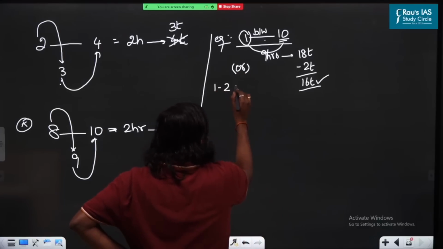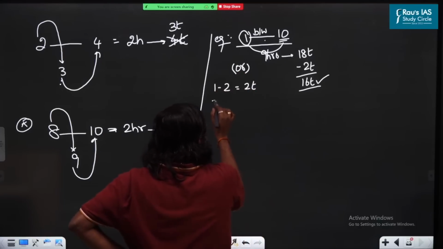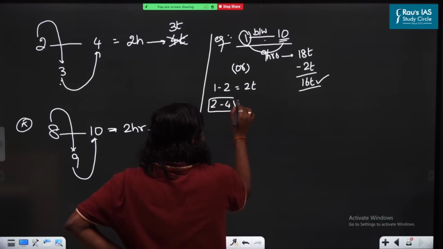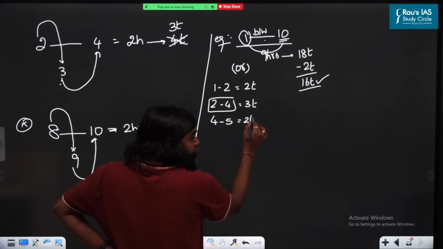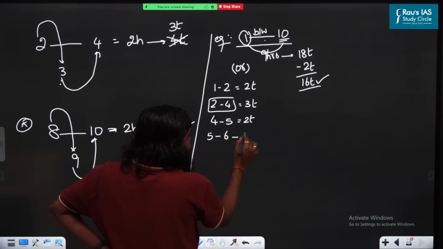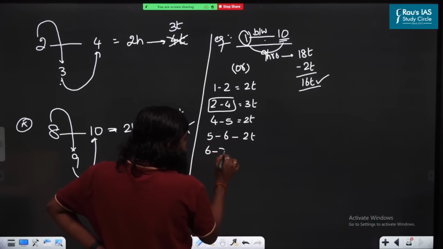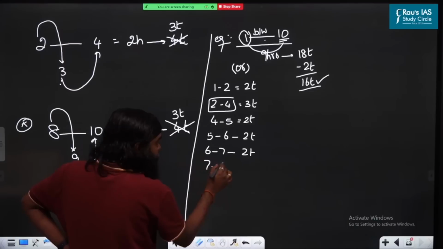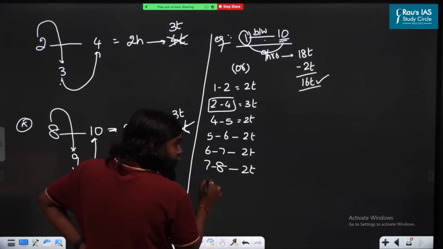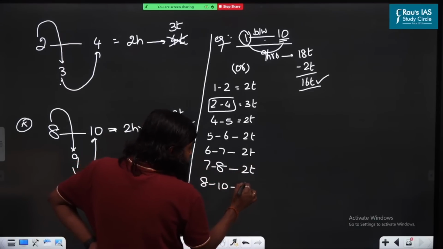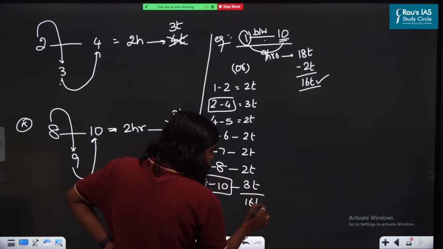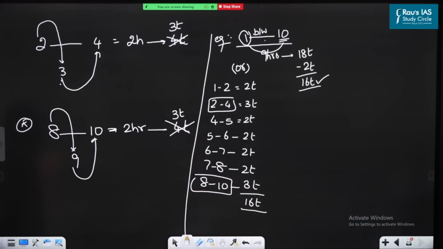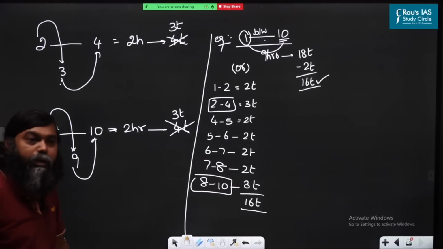1 to 2. Every 1 hour, how many times? 2 times. 2 to 4. Exceptional time. How many times? 3 times. 4 to 5. 1 hour, how many times? 5 to 6. How many times? 6 to 7. How many times? 7 to 8. How many times? 2 times. 8 to 10. How many times? 3 times. So add all this, you will get 16 times. Do you understand this now? All are understood.